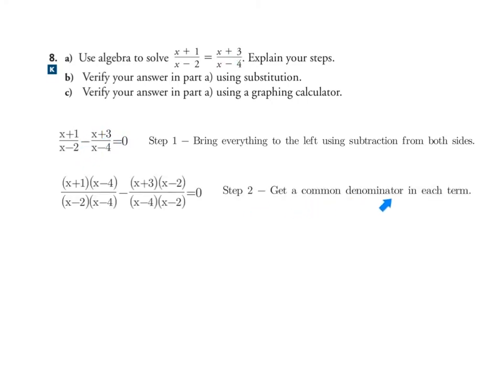Step 2, get a common denominator. So x plus 1 over x minus 2 has to be multiplied by x minus 4 over x minus 4. This guy has to be multiplied by x minus 2 over x minus 2. That way this one has an x minus 4 and an x minus 2, and so does this guy. And we can put the numerator together, or just add them up with the common denominator here.